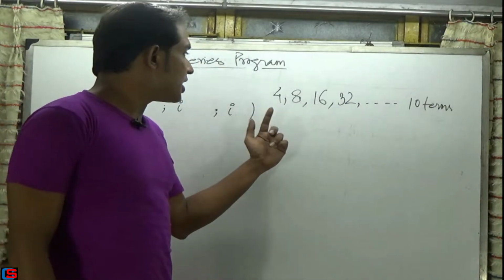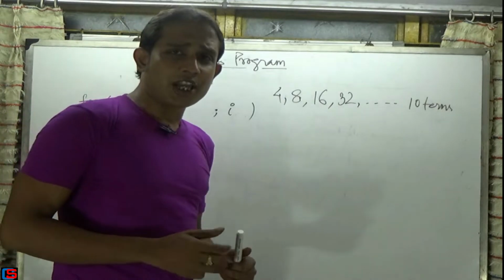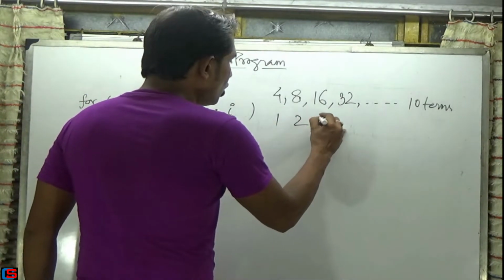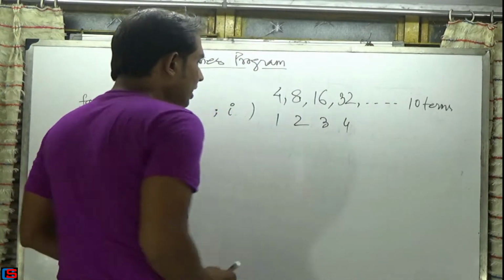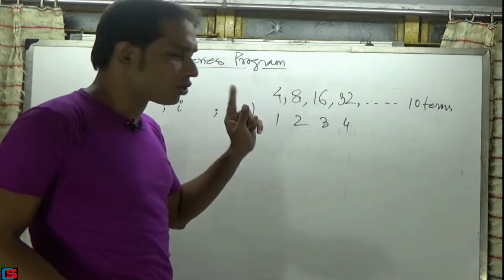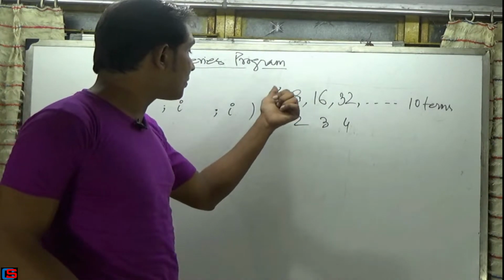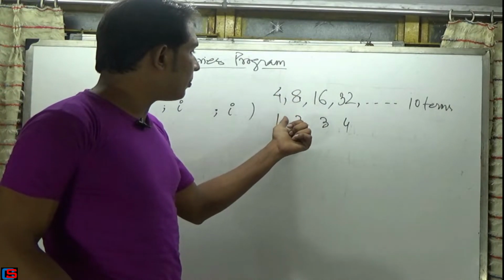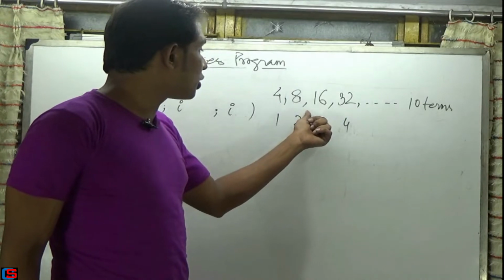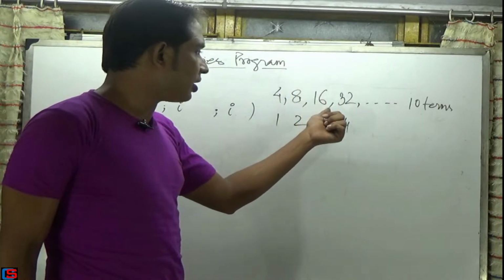Now the second series is 4, 8, 16, 32. As per the first trick, we write the serial numbers: 1, 2, 3, 4. If I square these numbers, 1 square is 1, so 4 is not generated. If I cube these numbers, 2 cubed is 8, but 3 cubed is 27, not 16.